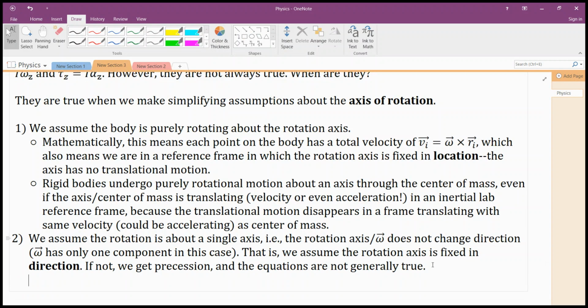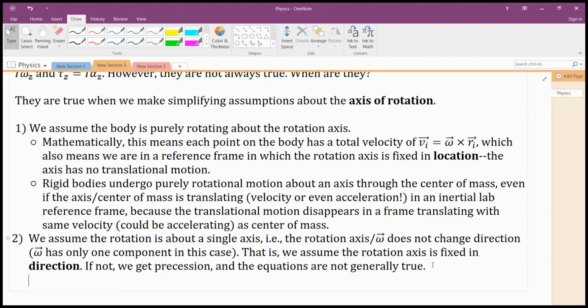We also make the assumption that the rigid body is rotating about a single axis. That is, the rotation axis, the angular velocity, does not change direction, because in this case, the angular velocity will only have one component, which also means there's only one single rotation axis. Or to put it another way, we assume that the rotation axis is fixed in direction. The direction of the rotation axis is not changing in the reference frame of interest.